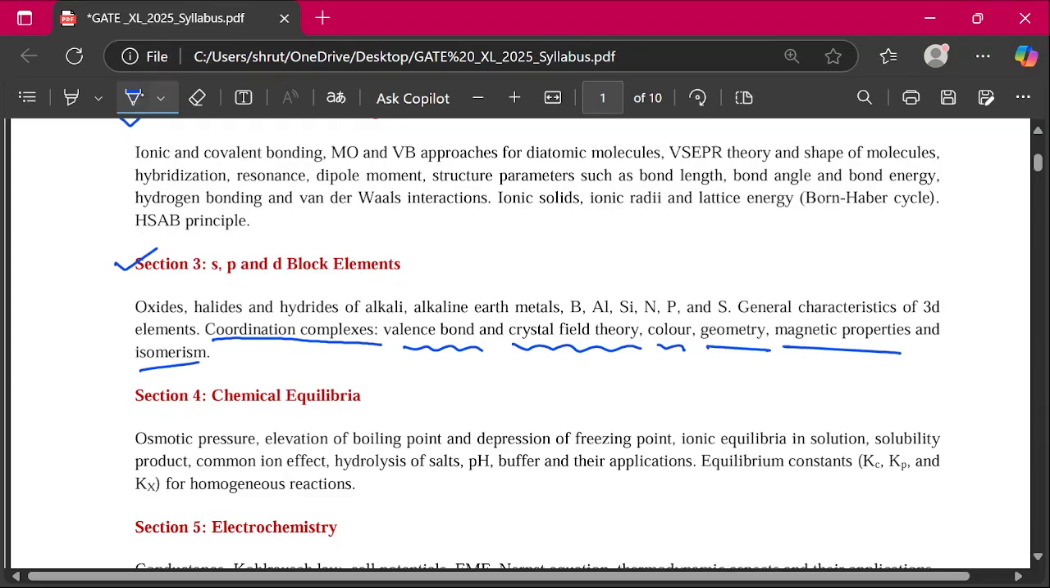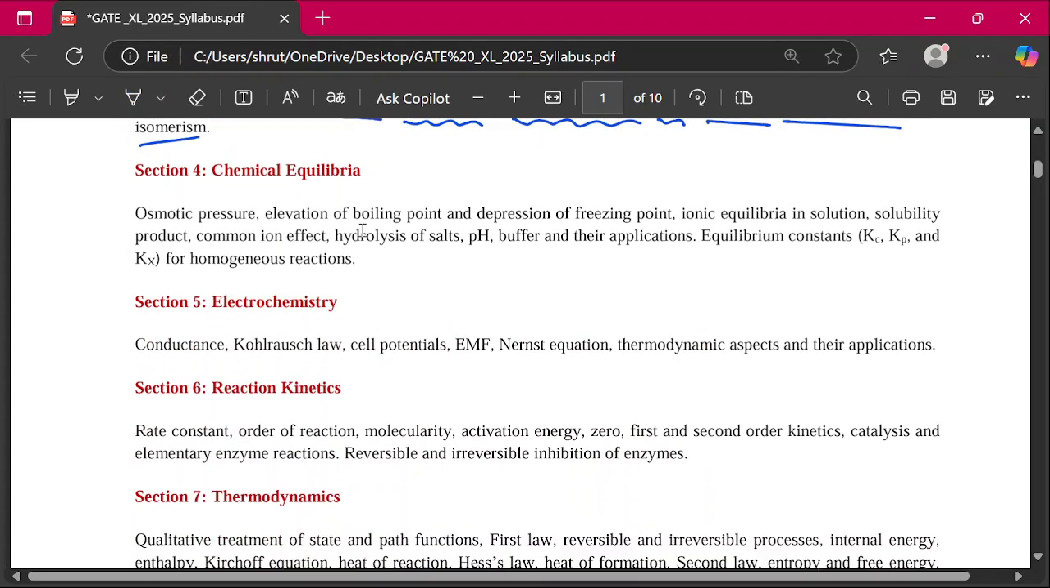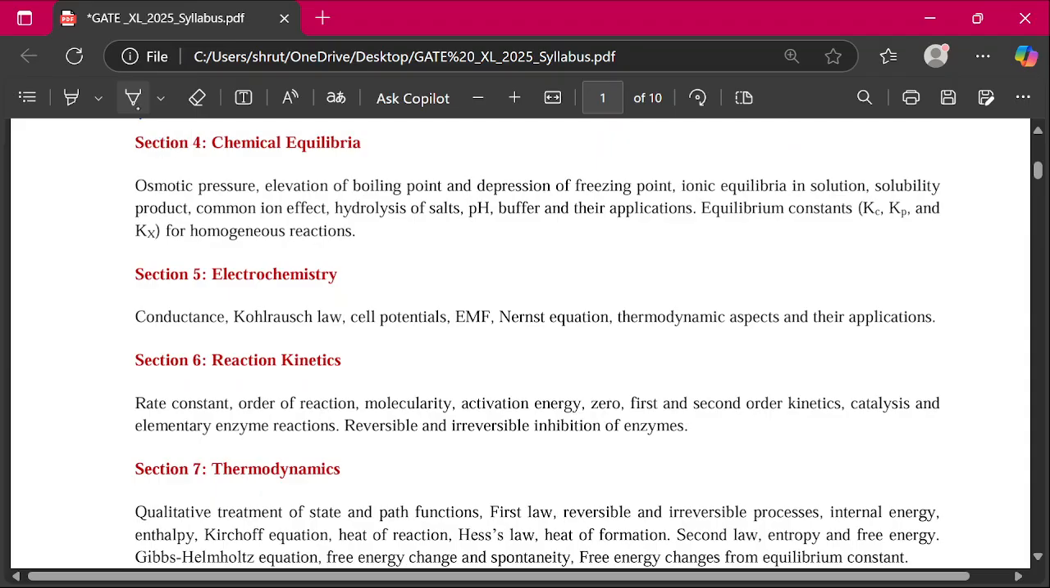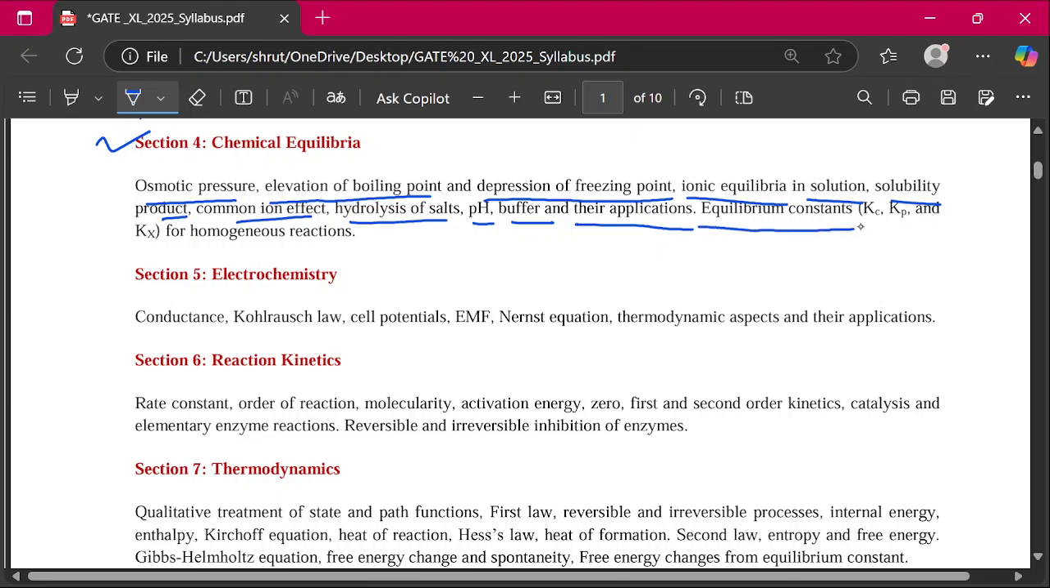Then the next section is section 4, which is chemical equilibrium, in which we have to study the osmotic pressure, elevation of boiling point, and depression of freezing point, ionic equilibria in solution, solubility product, common ion effect, hydrolysis of salts, pH, buffer, and their application. Then equilibrium constants like Kc, Kp, and Kx for homogeneous reactions.